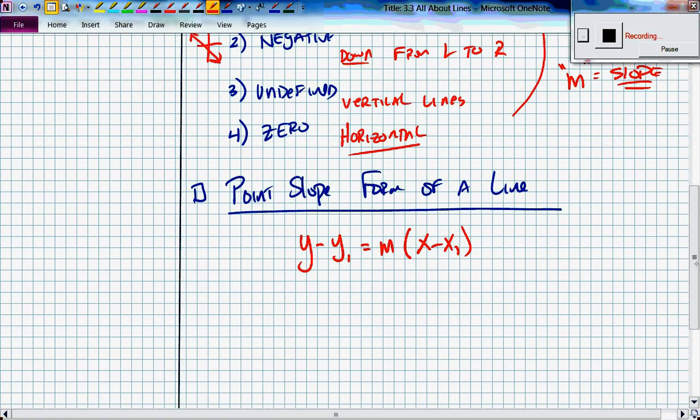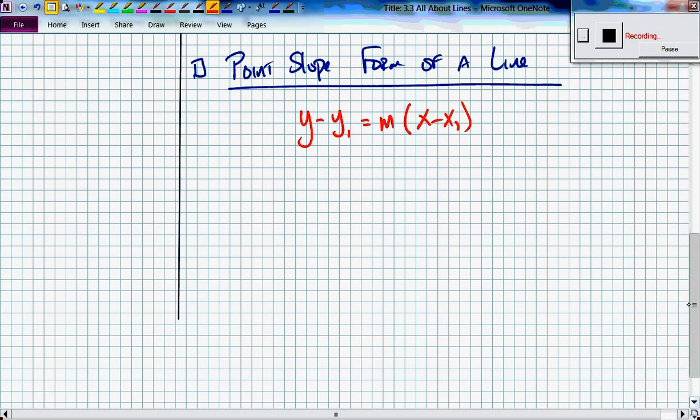So, point slope form of a line. It says y minus y1 equals m times x minus x1. Now, the point that they give you is the x1 and the y1. Students often don't know where to put the point. The point is the x1 and the y1, and of course the m stands for the slope.